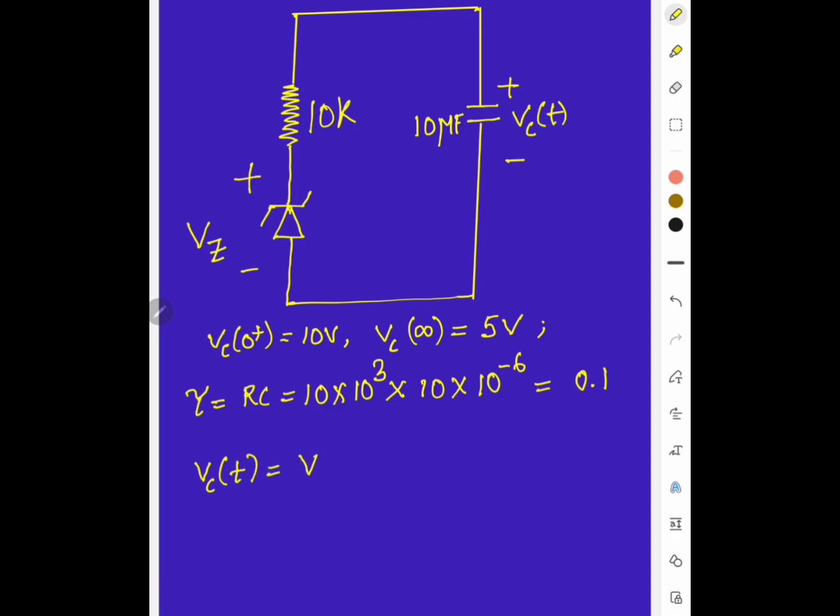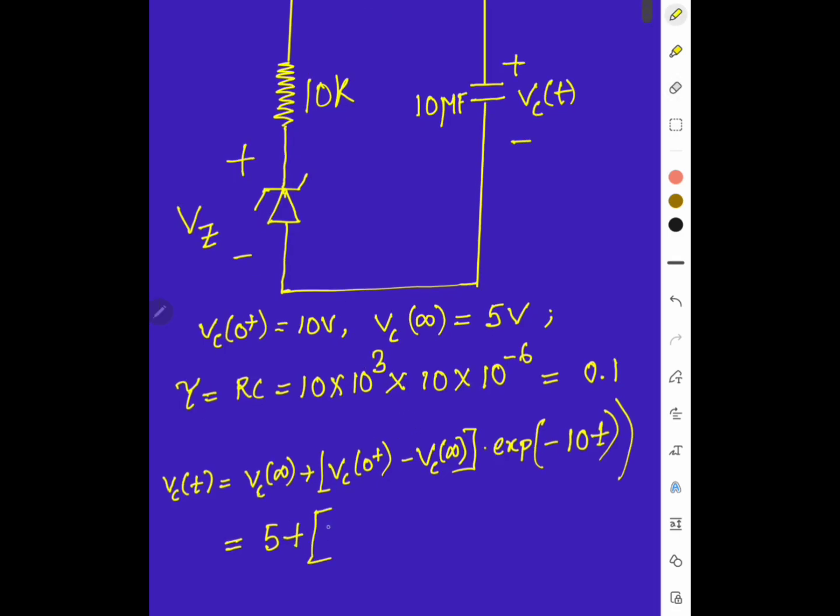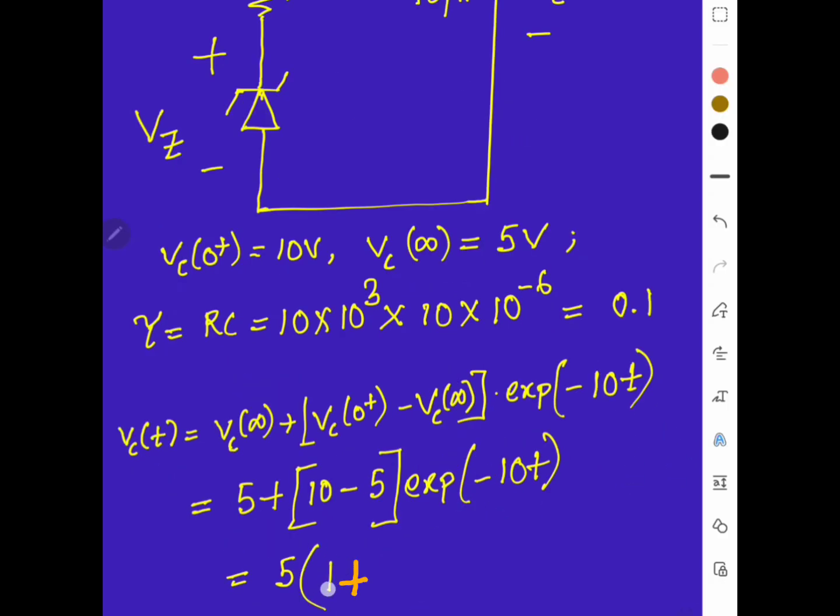Let's write down the capacitor voltage equation in a transient analysis, where the initial voltage is given and the final value is also given, and there is a time constant also in the equation. So here tau is equal to RC, and RC comes out to be 0.1, and we know that 1 by 0.1 is nothing but 10. So if we arrange this equation, it will be 5 into 1 plus exponential of minus 10t.